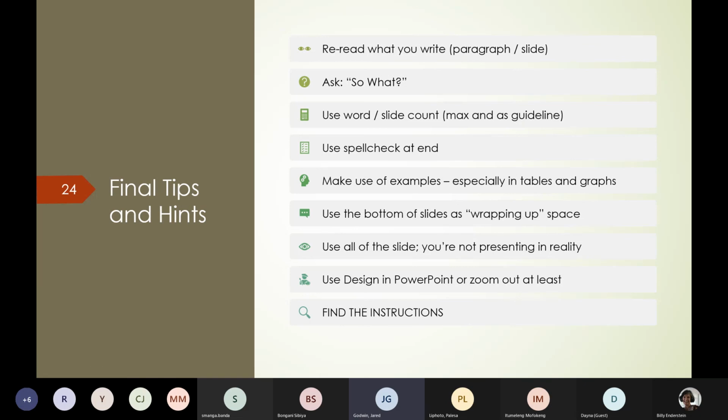Do they look like they have nice flow? Are they sufficiently different? You'd be surprised if you do that and you see how monotonous some slides look, and they all look the same.